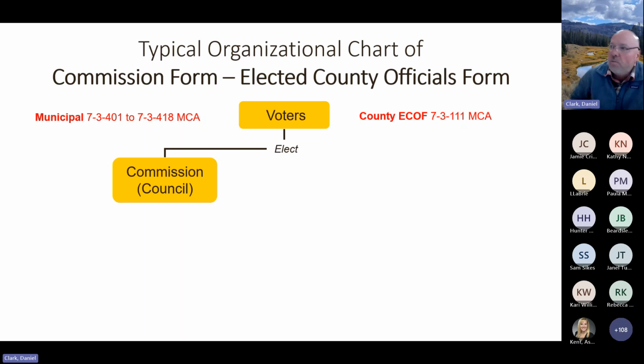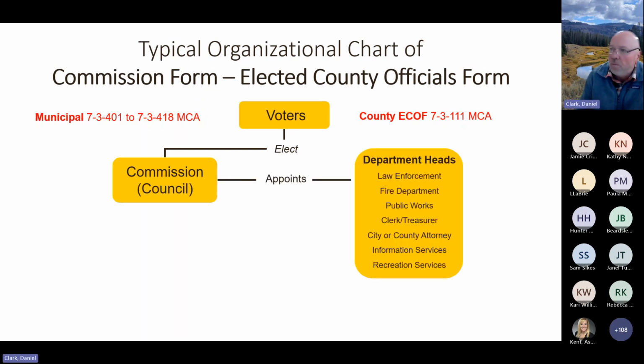Now, this is described where the voters elect the commission, and the commission then appoints all the department heads. The commission operates as the legislative branch and the executive branch all in one governing body. They make the policies, they make the rules, they pass the laws, and then they're also responsible as a governing body to enforce those or to implement those to make sure that they're carried out. So they're both, if you will, the mayor or manager and the council all in one governing body.